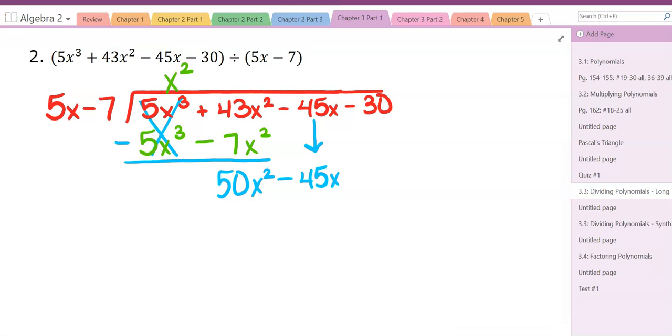Okay, now we repeat our process. We come back up to the 5x minus 7. So 5x, I need to get 5x to become 50x squared. So let's start with the 5. How would we get 5 to 50? With multiplying. 5 times what would get you to 50? 10. So we're going to have a 10. And then x times what would give me x squared? X times x. So I need an x attached to my 10. So 5x times 10x is going to be that 50x squared.